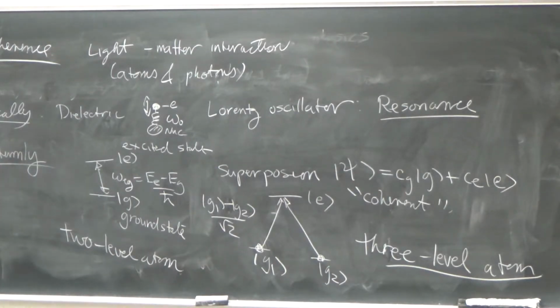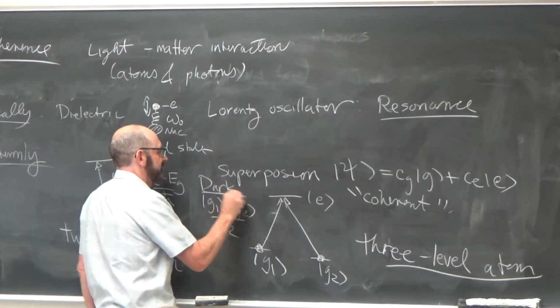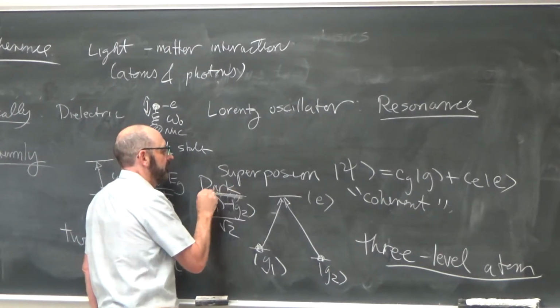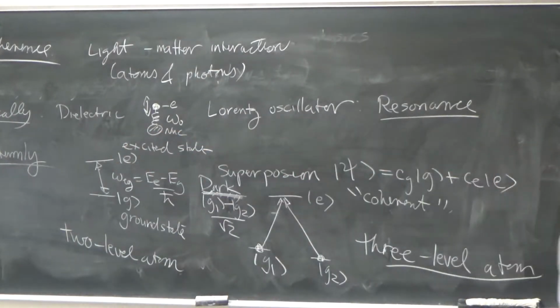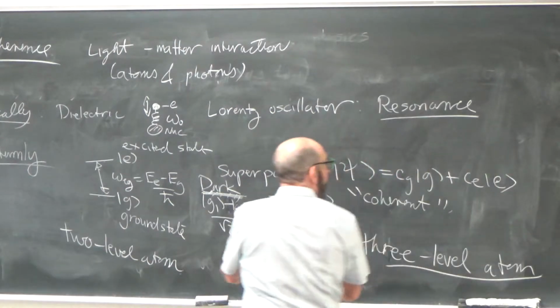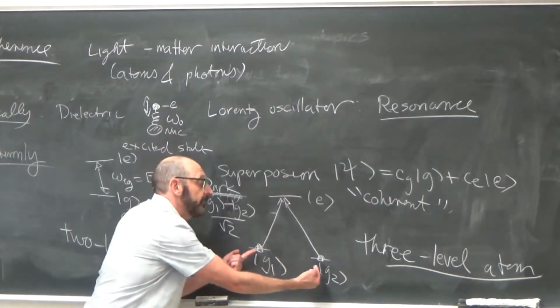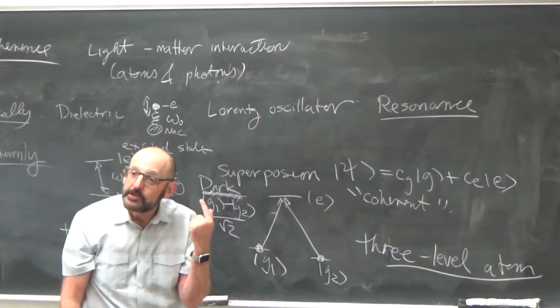Right, this is what we call a dark state. The point here is I have destructive interference between two alternative histories.